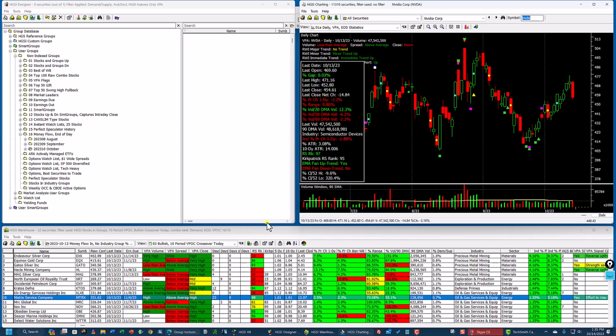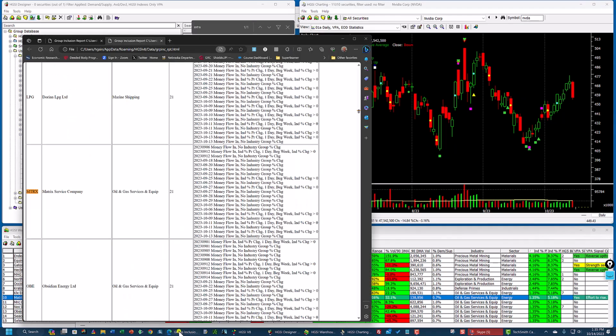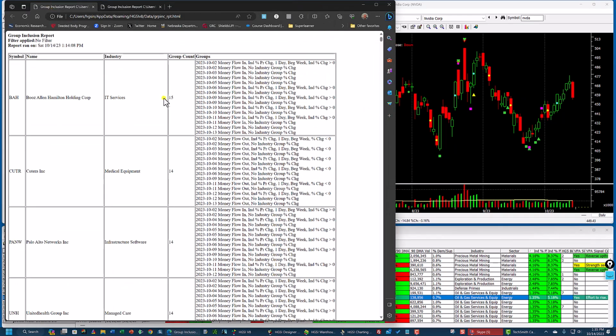Because this was a bad day here, but when we go back and look at this group inclusion report right here, you can see that there was money flowing in to certain stocks. If you play the long side only, that's what you want to concentrate on. If you play both long and short, we have money flow in and out. That's it. I'm sorry I droned on a little bit too long, but I wanted to make a point about how valuable money flow in and out is.